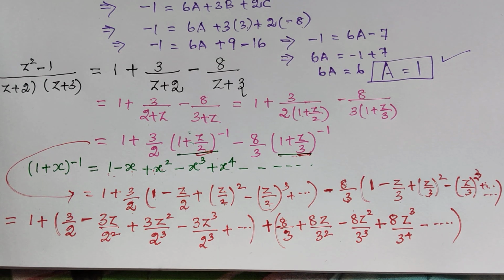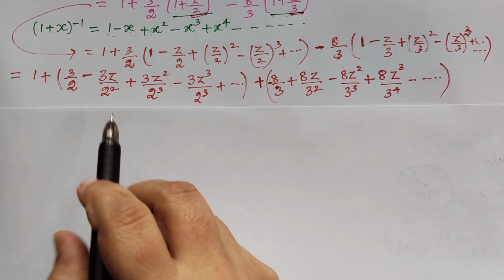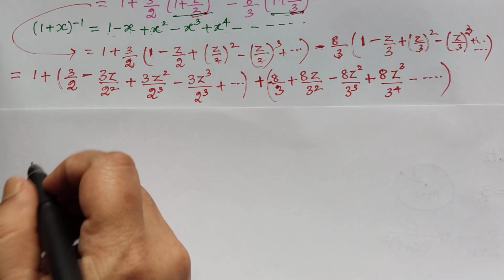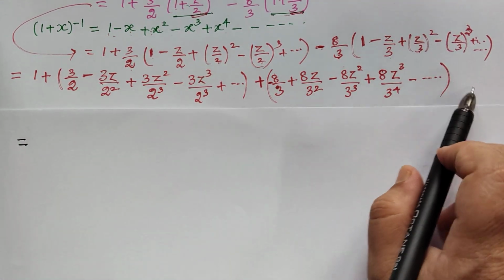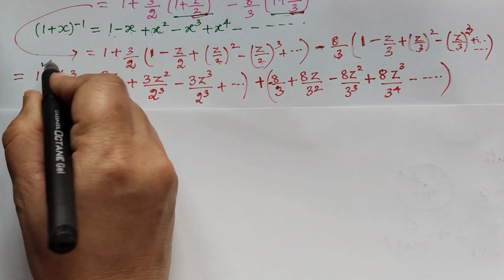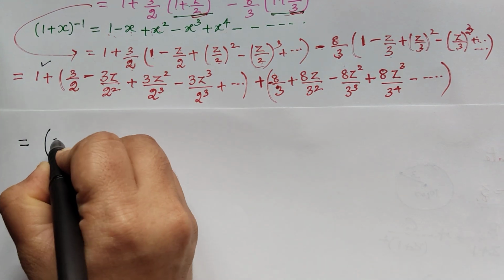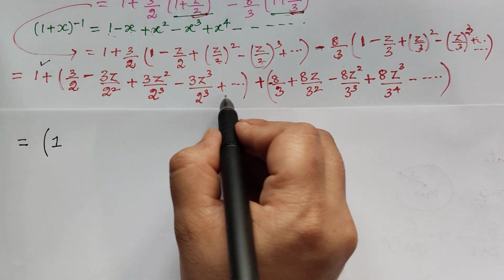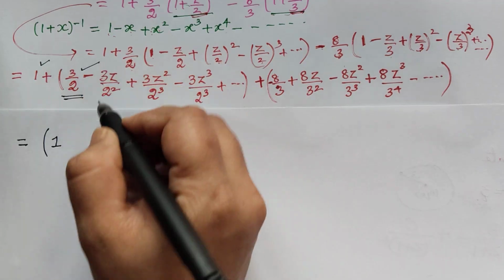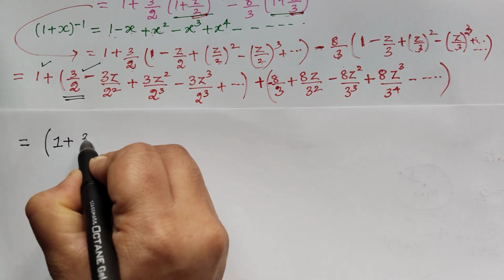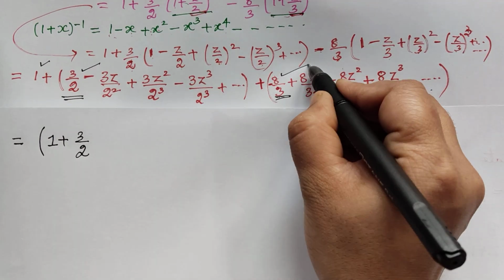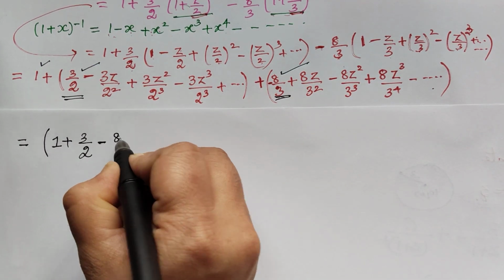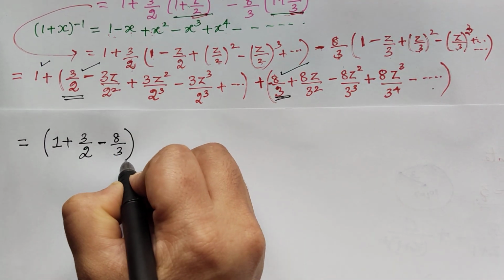Now further to simplify this, now we shall gather the terms. So this will be equal to, first we will gather all the constant terms in this series. So here we have a constant term 1. So 1, and in this series what is the constant term? This 3 by 2. So gather it. So plus 3 by 2. And then in this series what is the constant term? This 8 by 3. So minus 8 by 3. So all the constants are over.